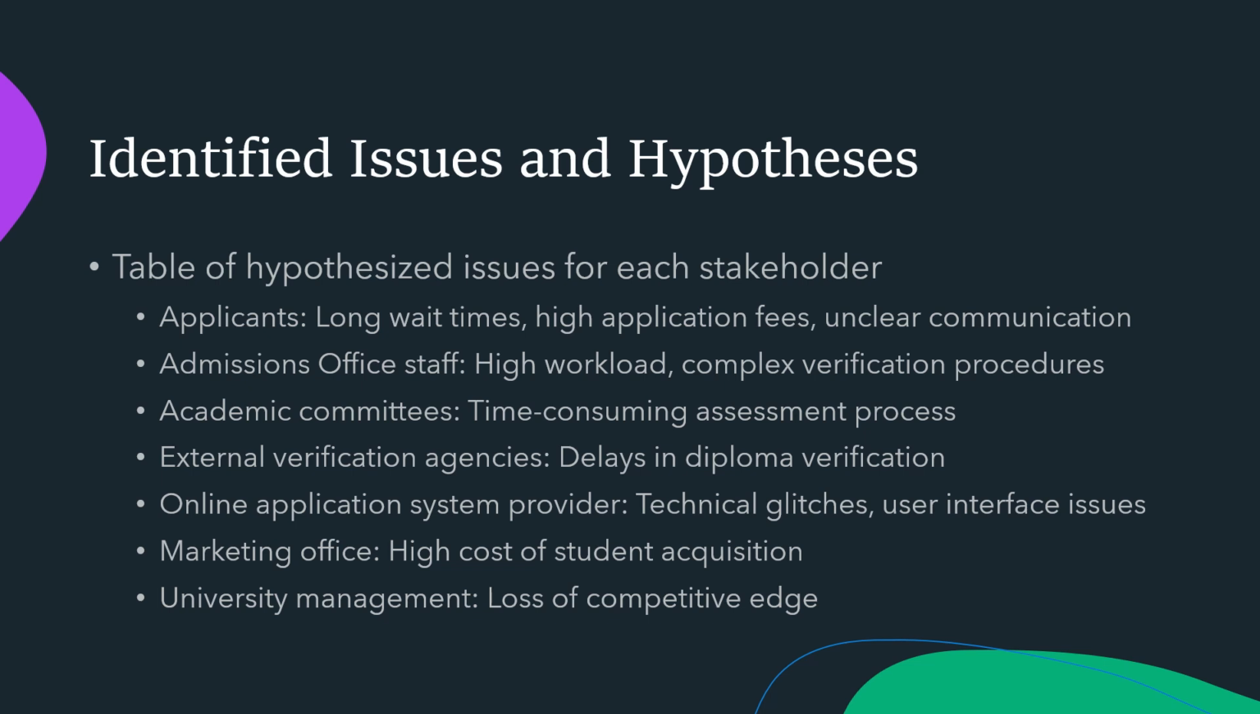Talking about the external verification agencies, delays in verifying the authenticity of diplomas and other documents contribute to overall processing time. Online application system providers face technical glitches and poor user interface, which can frustrate the applicants and hinder the submission process. The marketing office faces high costs associated with attracting and engaging potential students, which need to be justified by successful admissions. For university management, the combined effect of these issues can lead to a loss of competitive edge, as potential students may opt for universities with more efficient processes.